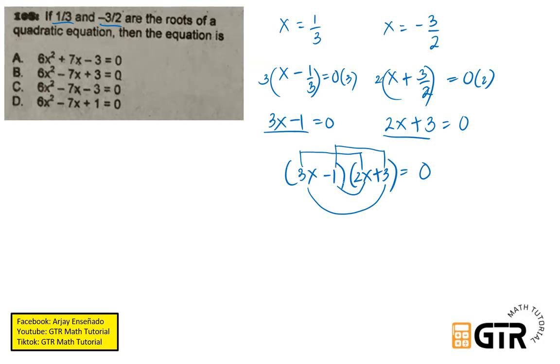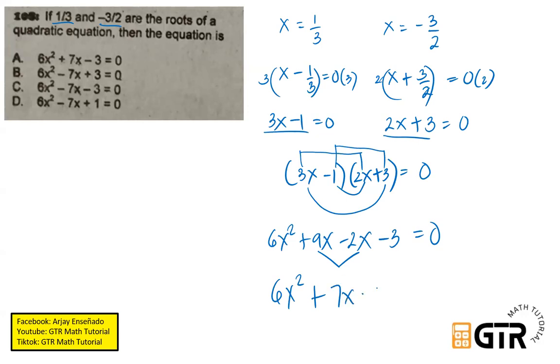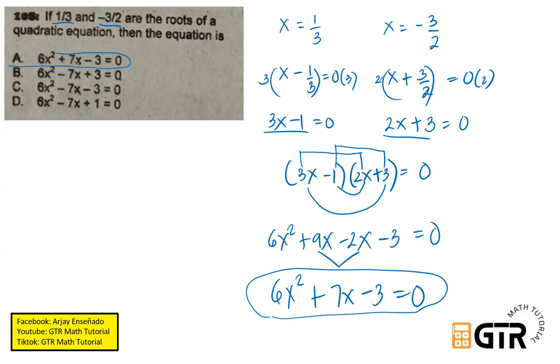Okay, so 3x times 2x, so that is equal to 6x squared. 3x times positive 3, so that is positive 9x. Negative 1 times 2x, that is negative 2x. Negative 1 times positive 3 is negative 3 equals 0. And then combine natin itong dalawang nasa gitna. So final answer, 6x squared plus 9x minus 2x is 7x minus 3 equals 0. So therefore, the correct answer is 6x squared plus 7x. So yun lang pala yung plus natin dito. Letter A, plus 7x minus 3.